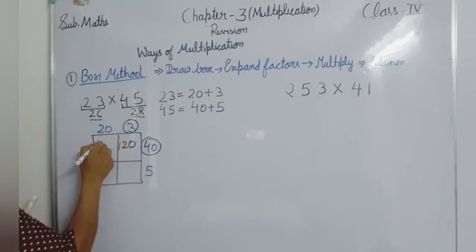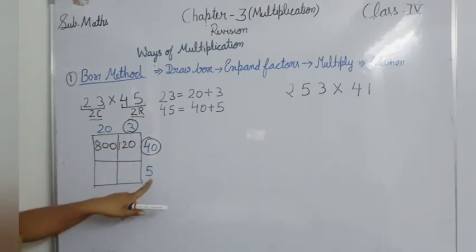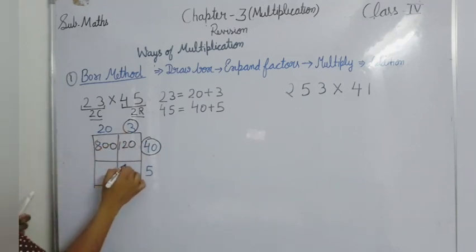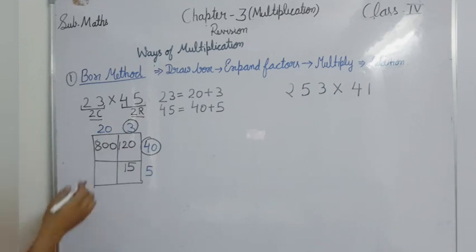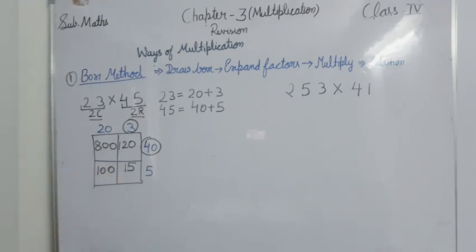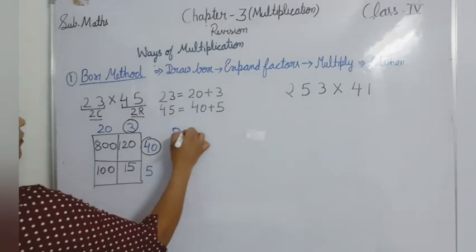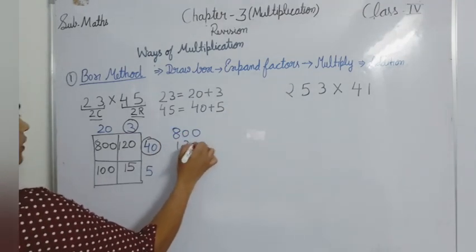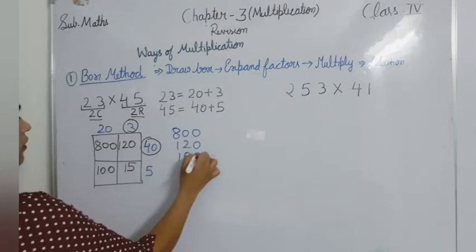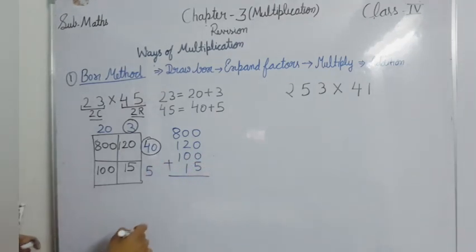So 4 2s are 8 and 2 zeros. Clear? Now 5 multiplied by 3, 15. 5 multiplied by 2, 100. Yes. Now the last step is addition. Now we have to add them. So let's start adding. 800, 120, 100 and 15. So what is our answer?